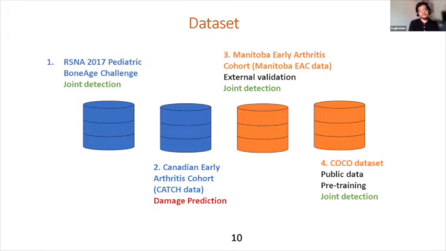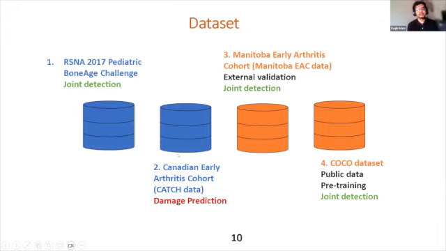We used a total of 4 data sets. I'll just briefly describe them, and I'll go into details in the later slides. The first data set is the RSNA pediatric bone age challenge data. This was used to fine-tune the joint detection model. This is a publicly available data set.